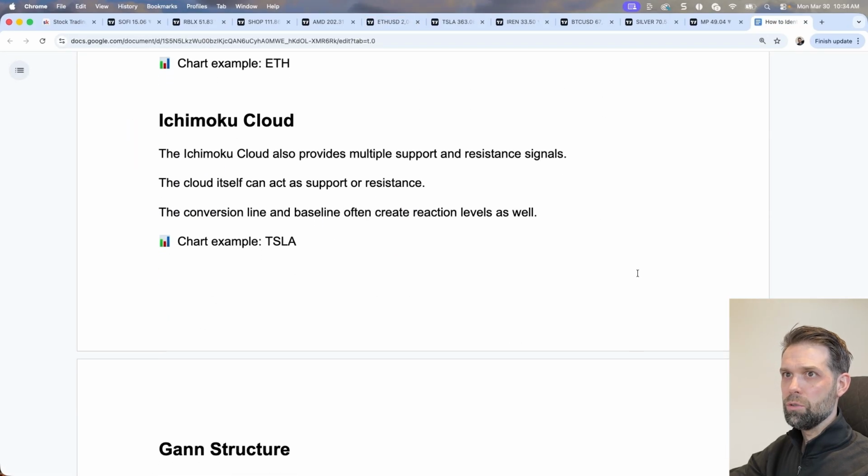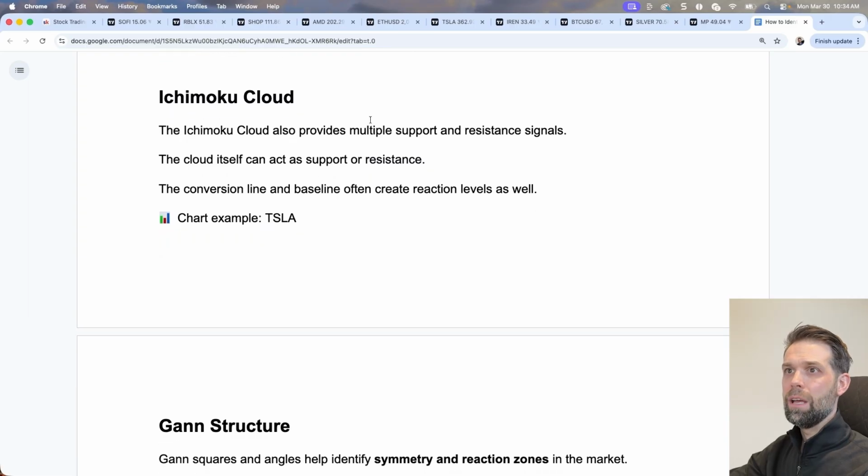And next, we can use the Ichimoku cloud. This also provides multiple support and resistance signals. The cloud itself acts as support and resistance, and there are conversion lines and baselines which offer an area where price may react as well.